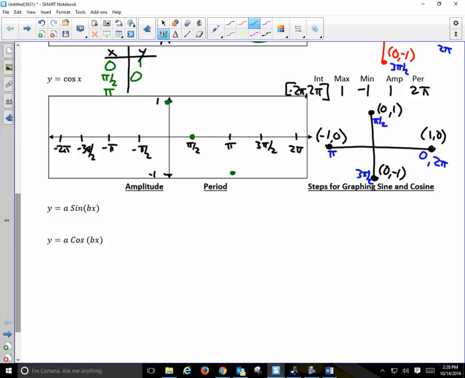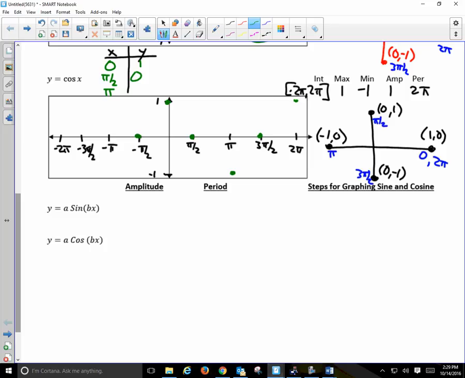Can you guess where it's going to go next? It's going to go to 0. Can you guess where it's going to go next? Up to 1. Can you see the pattern? It goes back and forth between 1 and -1, and in between it has to cross over the middle. So here it's going to cross over 0.